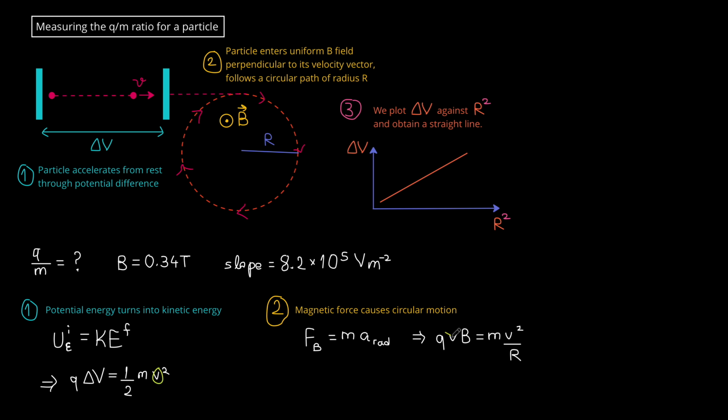So this will cancel, and this square here will go away. So V is common, and this is a variable that we don't know. We don't know the speed of the particle, and we're not looking for it. So let's combine the two equations to eliminate V and put it in a form that we can use to solve for Q over M, the charge to mass ratio.